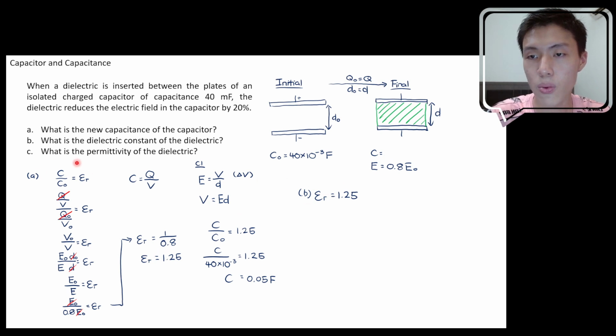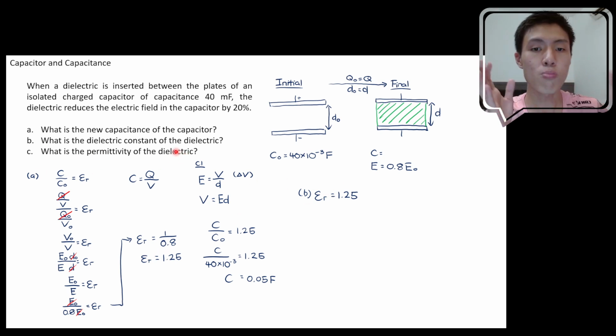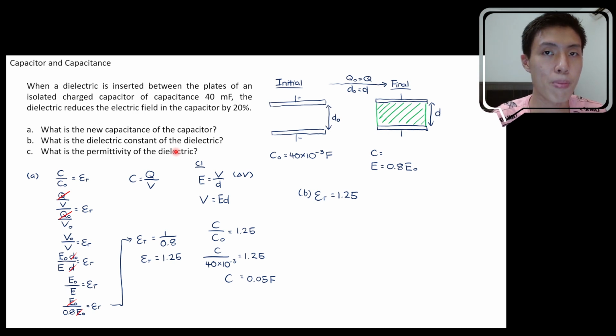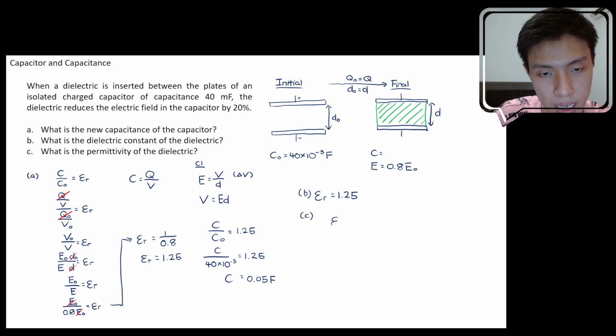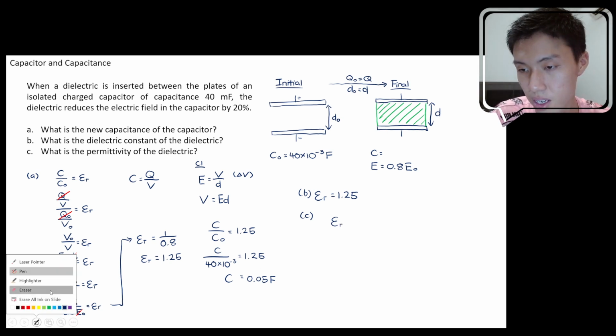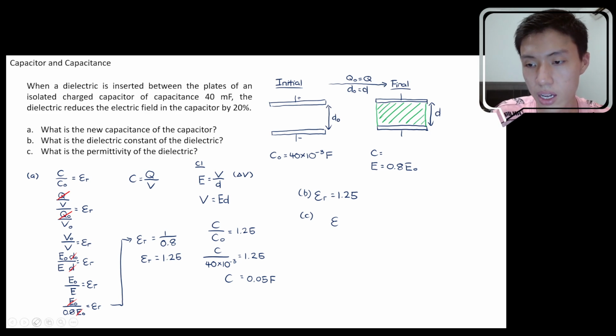Okay, question C, what is the permittivity of the dielectric? So permittivity of the dielectric, it's different from dielectric constant. We have to be very clear with these two things. Okay, the relationship between all these things, sorry, I have to be very clear with this, cannot make mistake. The permittivity of the material or the permittivity of the dielectric, it's this epsilon symbol over here, is equal to the dielectric constant multiplied by the permittivity of free space.